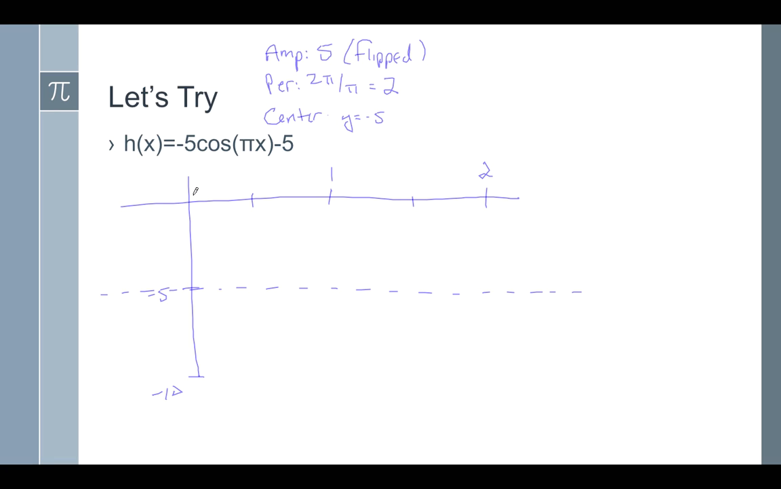Cosine normally starts up, but because it's negative, we're going to start down below. And 1 full period away, I'm also going to be below. At halfway, it's going to be at my highest amplitude, and my other halves are on my center line, at my quarters, I mean. And there we have the cosine function of the same transformations as the sine function.